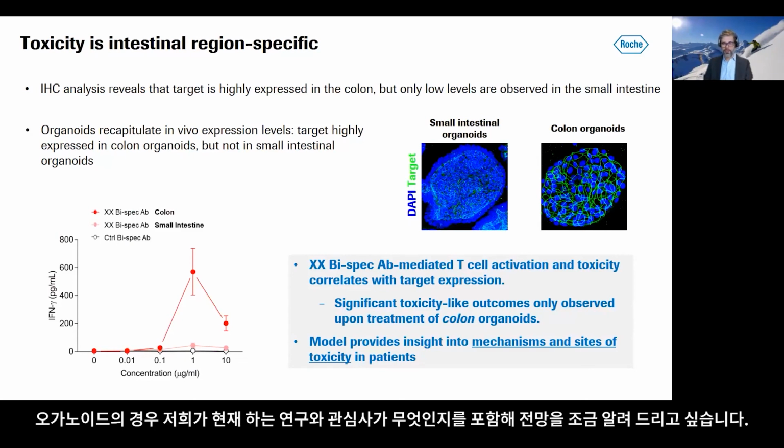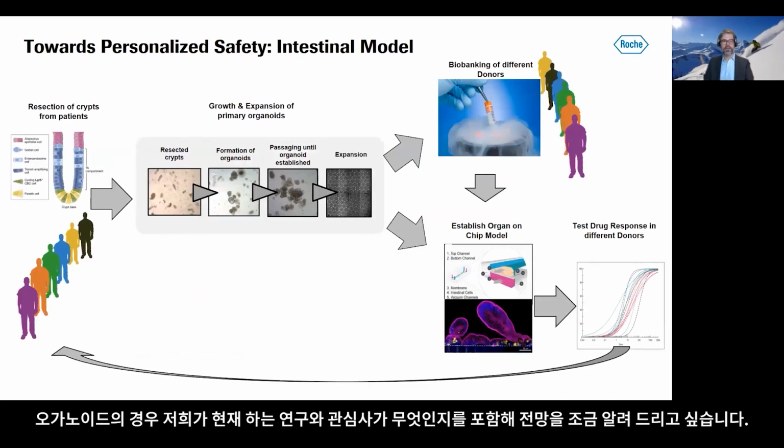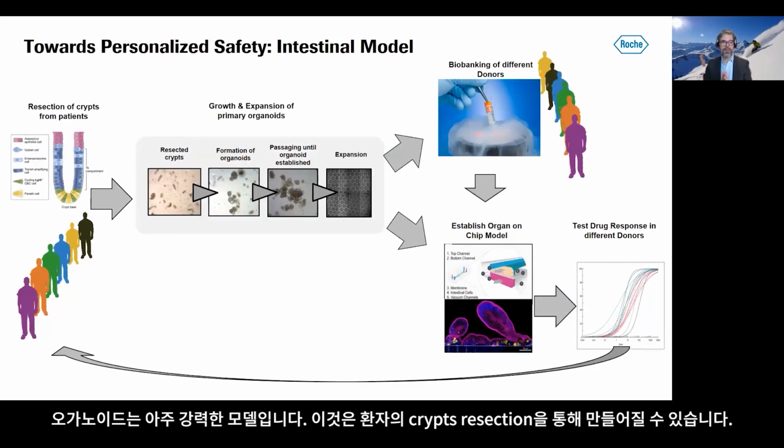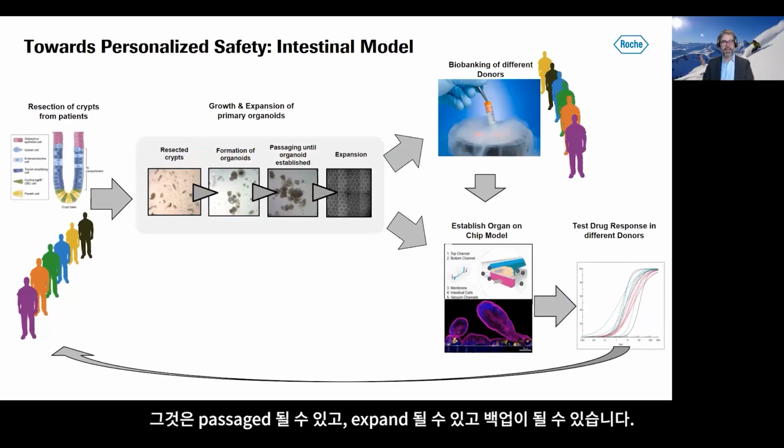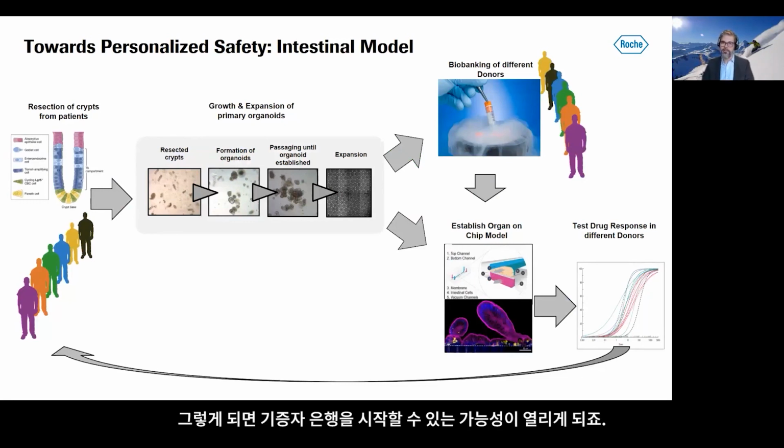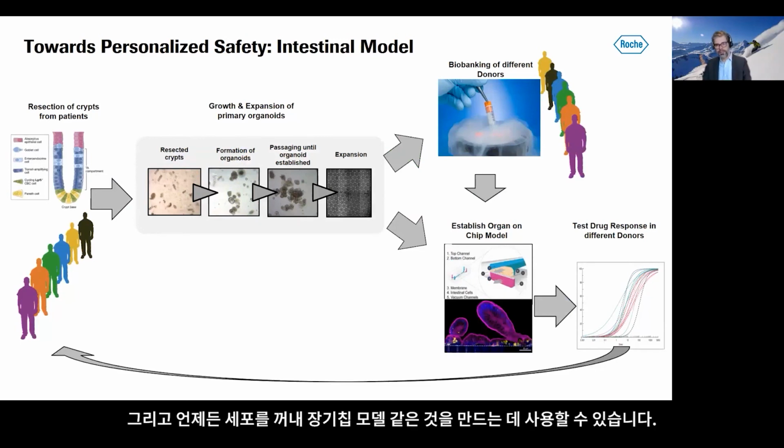If we continue with the organoids, I would like to give you a bit of an outlook. Where are we currently working on? What do we have in mind? So organoids are a very powerful model. They can be generated from crypt resections from patients. They can be passaged, they can be expanded, and they can be banked. So that opens up the possibility that you can start building up a donor bank, and you can always take the cells out and use them to establish, for example, an organ chip model.